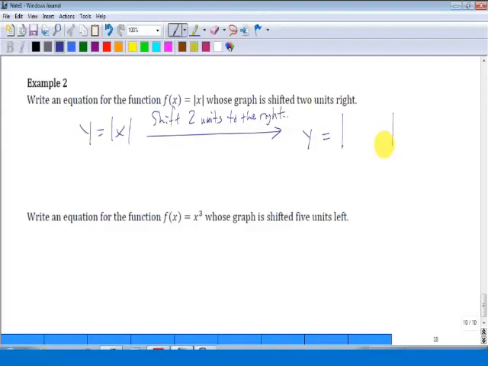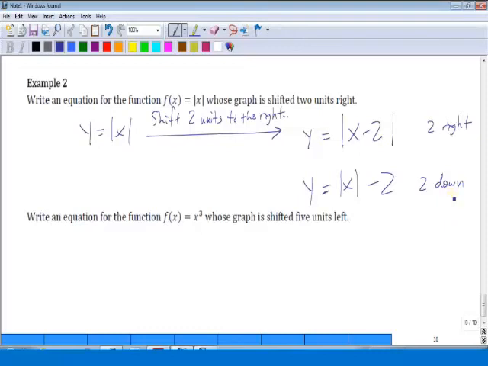To the right, we would substitute x minus 2 for x to make it go to the right. So I'm thinking, just like that, yes. Absolute value of the quantity x minus 2. Big difference between that and that. What is the difference between those two? This is to the right. This is down. Being inside the absolute value bars versus being outside.